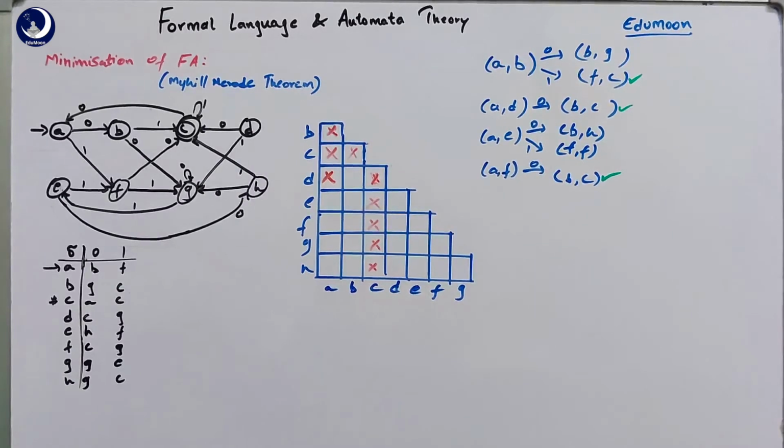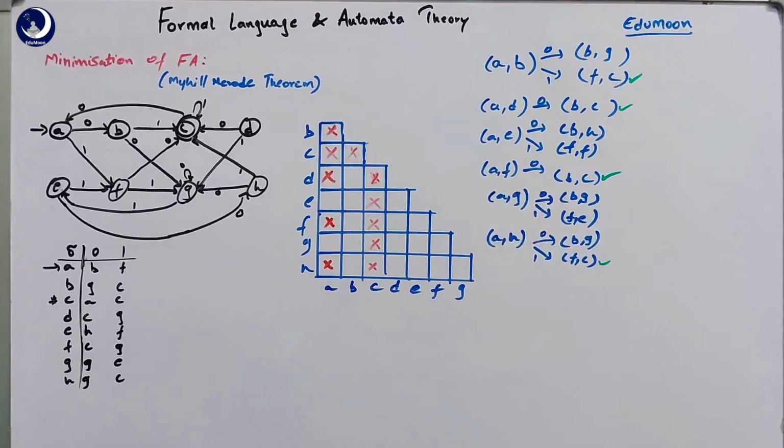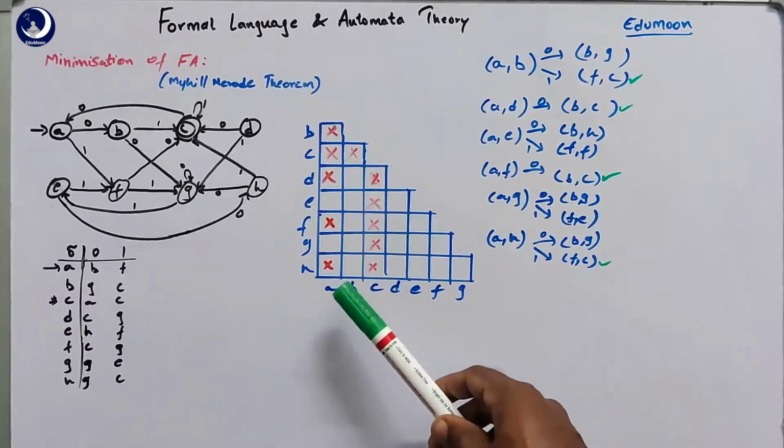Now AF gives a combination of BC, which is already marked. AF on 0 gives AC, you can see in the table here, and that is already marked. So we can mark A and F. Now we continue the process with AG and AH. AG on 0 gives BG and AG on 1 gives FE. So both of them are not marked yet. So we go to AH. AH on 0 gives again BG and AH on 1 gives FC. So since FC is marked here, we can directly mark A and H.